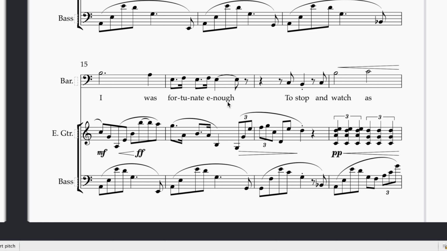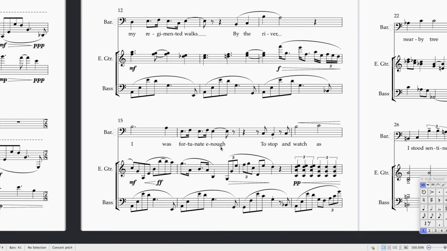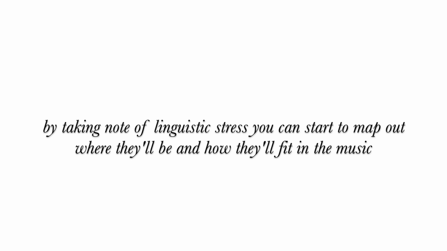Fortunate enough. Literally think about the way I'm saying that. I'm going to say that a little bit slower. Fortunate enough. By taking note of where the stresses are in words like this, you can just start to map out where they are going to be in your timetable, in your beat mapping. You can do this in notation software like this. You can do this in a DAW, no problem.